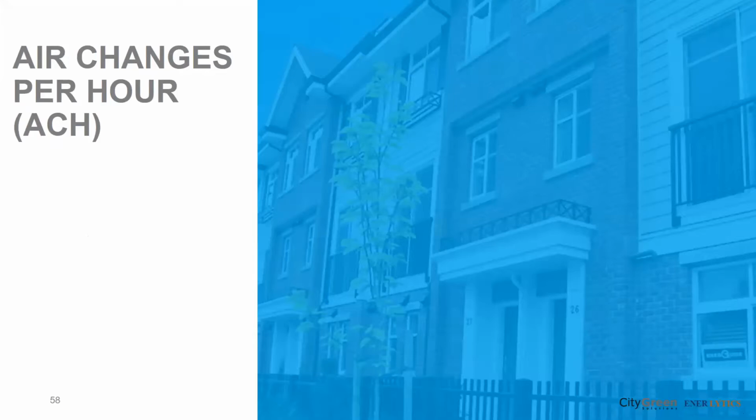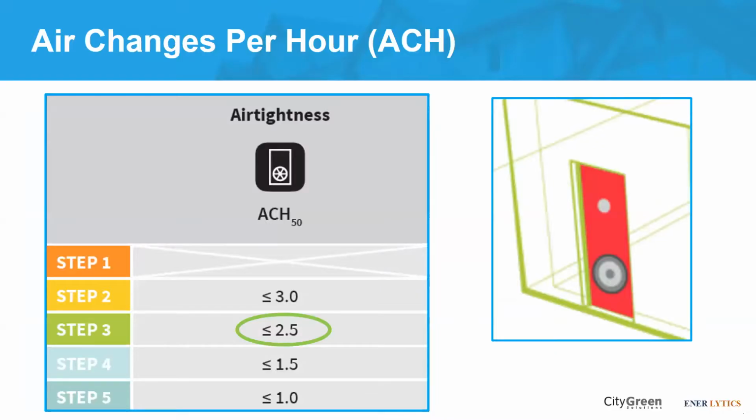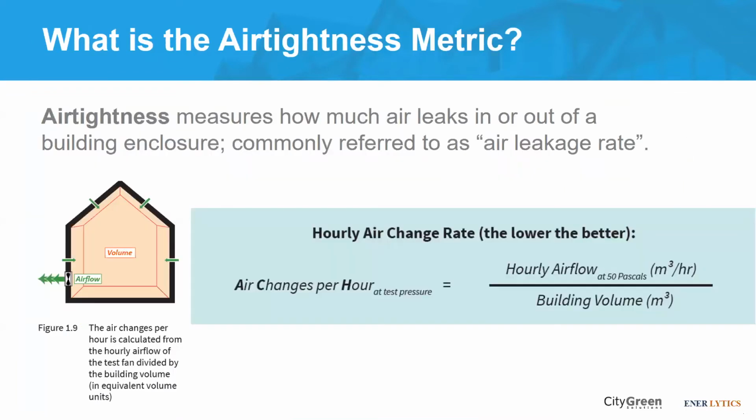First, we'll focus on the air changes per hour metric. For a step 3 home, it needs to have 2.5 air changes per hour or less if they're going to meet step 3. Air tightness is defined and measures how much air leaks in or out of a building enclosure. And it's done by looking at the airflow at 50 pascals or other test measure divided by the building volume.